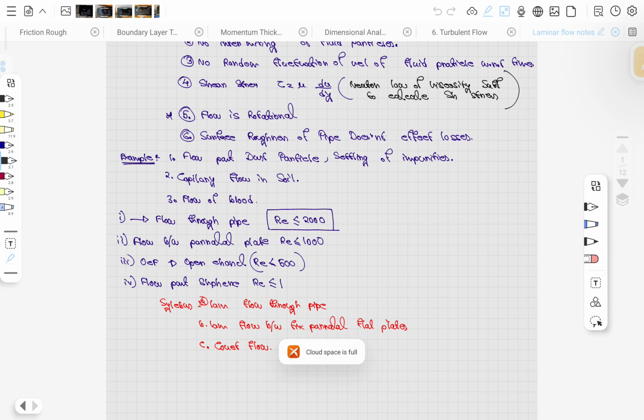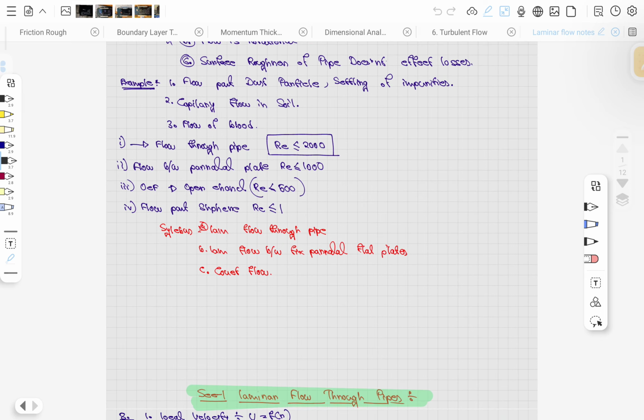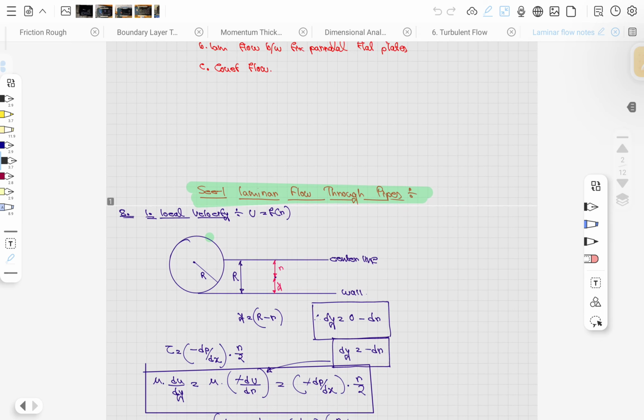Flow past a dust particle and the settling of impurities are examples. Now, our general value is that a Reynolds number less than 2000 is called laminar flow. For parallel plates, it should ideally be a Reynolds number less than 1000. For open channel flow, a Reynolds number less than 500, and for flow past a sphere, ideally less than 8, which is not very important, but I am just giving an idea. Syllabus: laminar flow through pipe, laminar flow through fixed parallel plates, and then Couette flow. These are the three things.